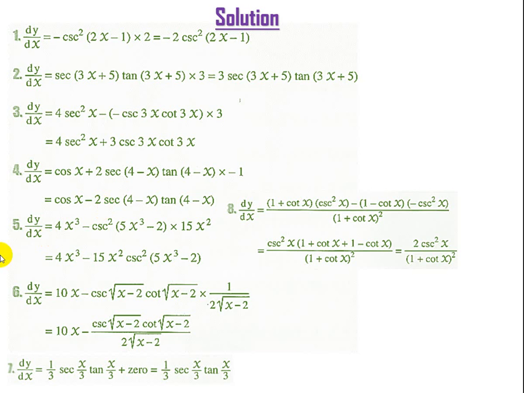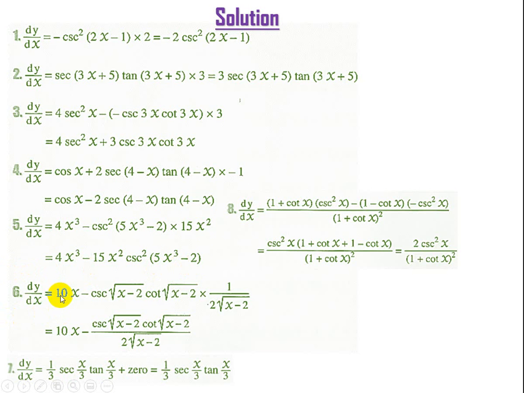Number 5. dy by dx equals 4x power 3 minus cosec squared (5x power 3 minus 2) times the derivative of the angle, which is 15x squared, which means 4x power 3 minus 15x squared cosec squared (5x power 3 minus 2).